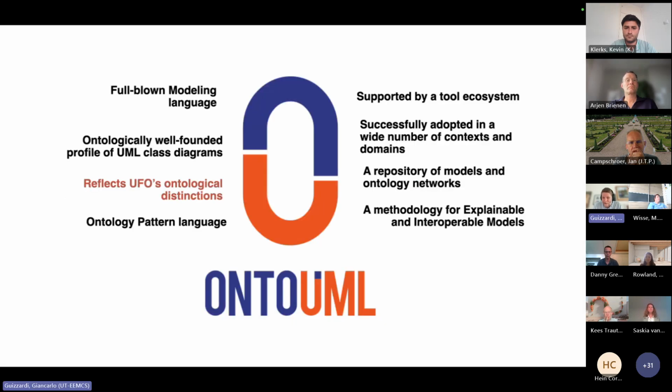OntoUML is a full-blown modeling language, so a language with syntax and formal semantics. In fact, it has more than one syntax and more than one semantics. So it's a pattern language. You build models by putting together a number of design patterns, and we have a specification of the syntax of the language that does justice to that. We define this as a pattern grammar formally, so you can show that the models can always be built by putting these patterns together in a particular way. But being UML, it also has its syntax defined in terms of a metamodel. So technically, it's also a well-founded profile for UML class diagrams.